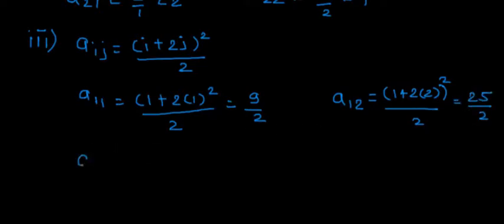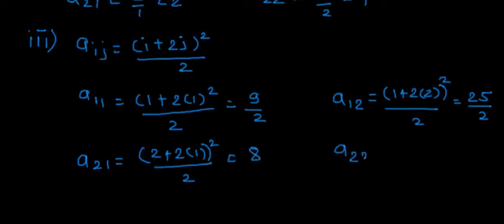Next is a21, and the answer will be (2 plus 2 times 1) the whole square divided by 2. So this will be 2 plus 2, 4. 4 square is 16 by 2 is 8. So we'll get 8 here. The next one a22, so it will be (2 plus 2 times 2) the whole square divided by 2. So it will be 2 plus 4, which is 6. 6 square is 36. 36 by 2. So how much is 36 by 2? The answer will be 18. So the answer is 18 here.